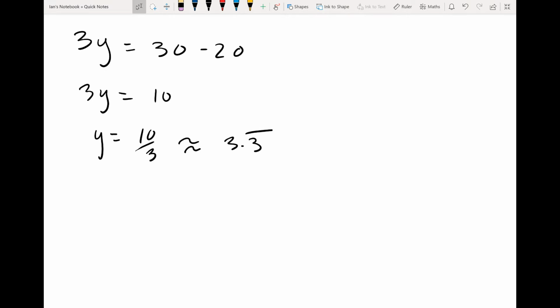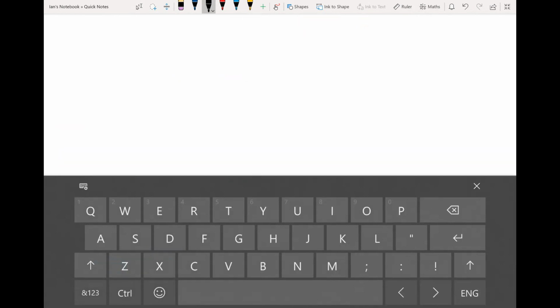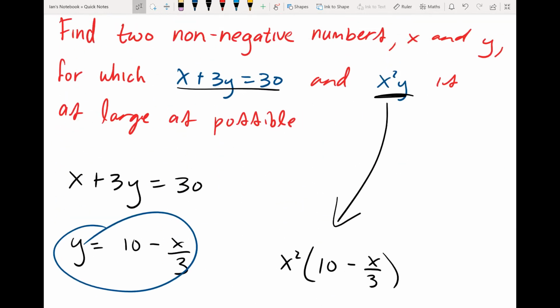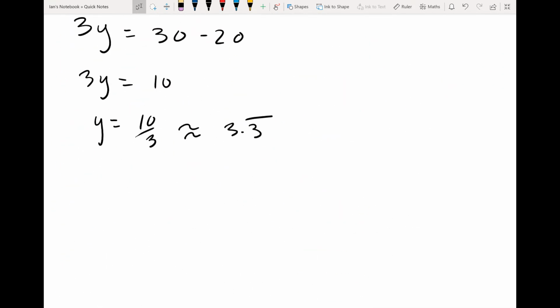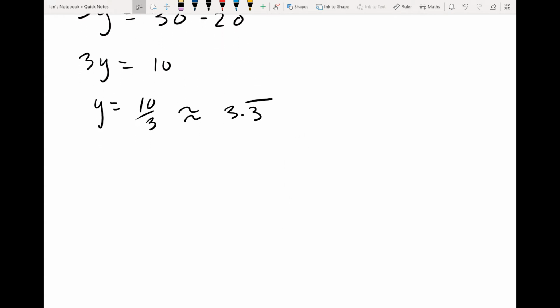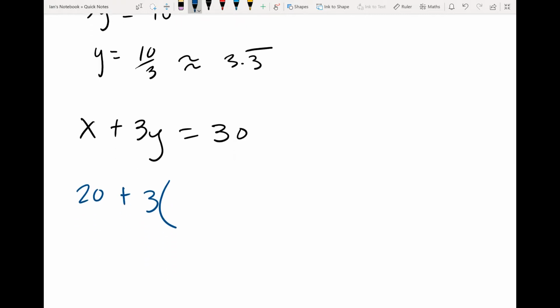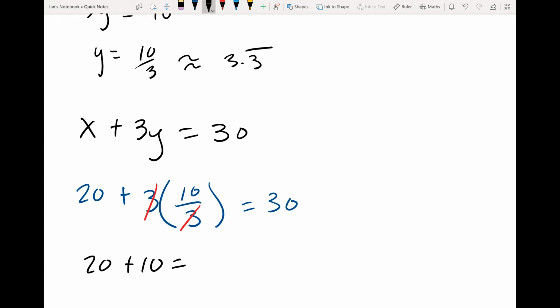And you can check that this works because, first of all, if you go to the actual question, it says two non-negative numbers. It doesn't say anything about them being integers, so they don't necessarily have to be whole values. And if we look at x plus 3y equals 30, if x is 20, like we said before, we have 20 plus 3 times 10 over 3 equals 30. And that's exactly what we get because this 3 and that 3 cancel out, so you're left with 20 plus 10 equals 30.